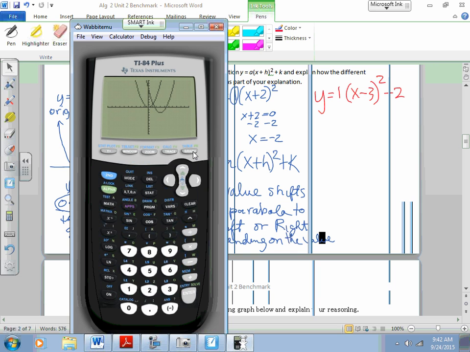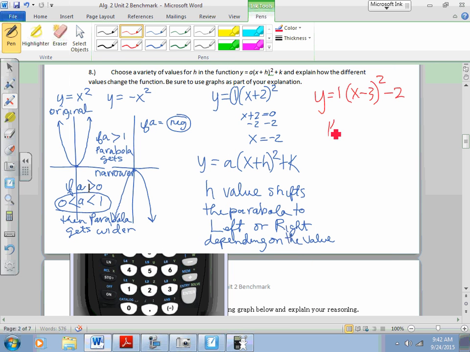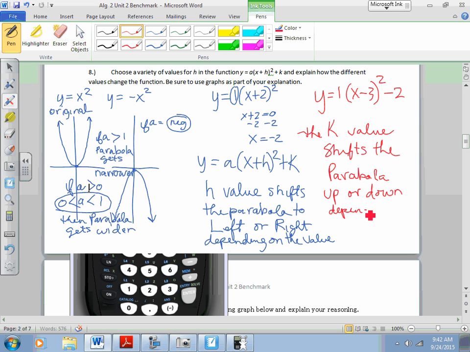Okay? So here, that k value shifts the parabola up or down, depending on the value. So, do you see that you guys can basically graph these equations without even really using the calculator? Yeah.